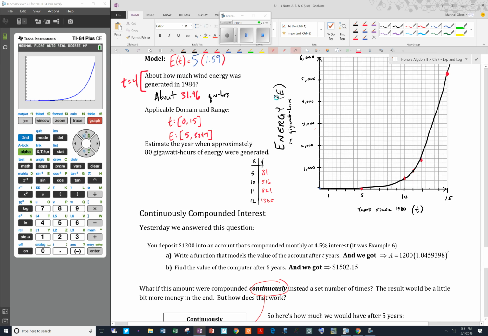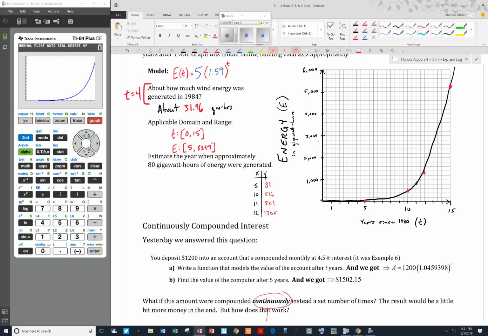Then the next question asks, estimate the year when approximately 80 gigawatt hours of energy were generated. Well, we have a pretty good estimation right there. It's about year 5, or maybe even a little bit before year 5, since year 5 is 81.